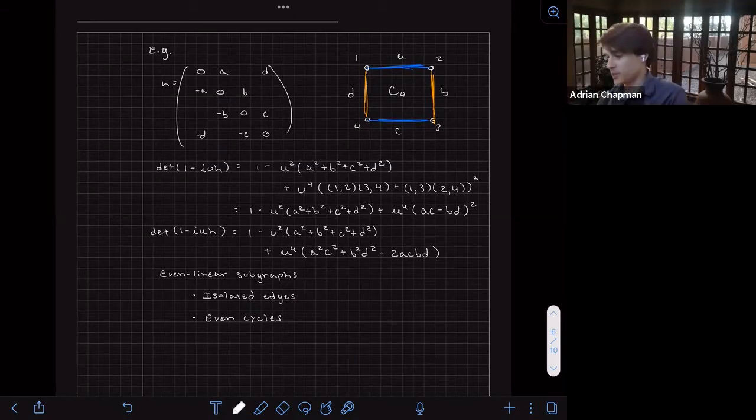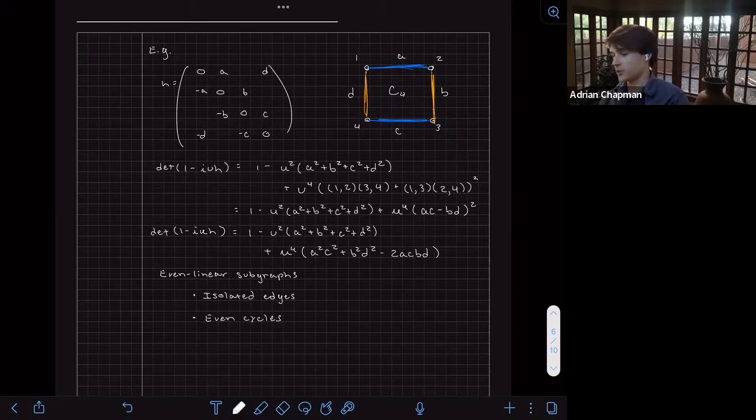And so we see that we have all these A squared, B squared, C squared, D squared terms. These are all single edges. A squared, C squared is also an even linear subgraph. It's a pair of edges. B squared, D squared is similar. And we also have a contribution from ACBD, which is the cycle of the graph.